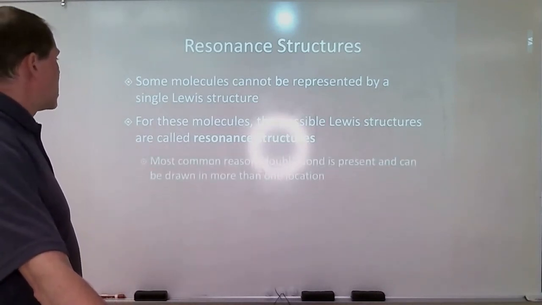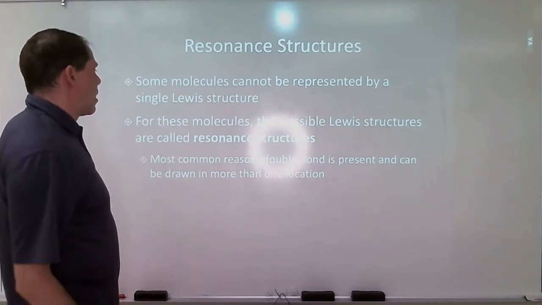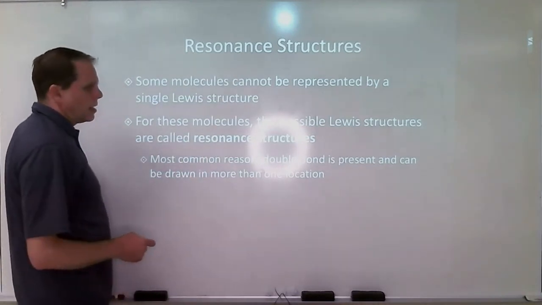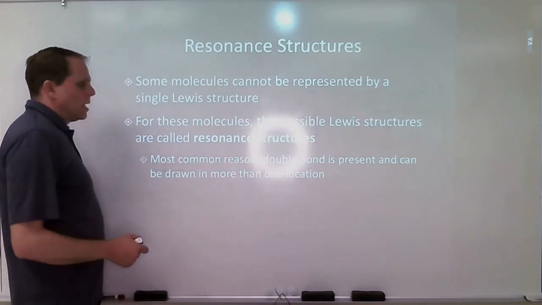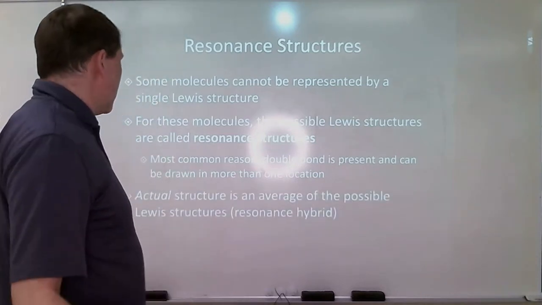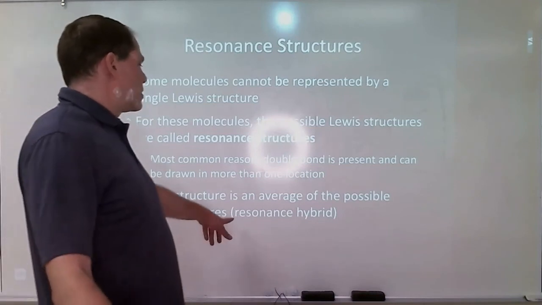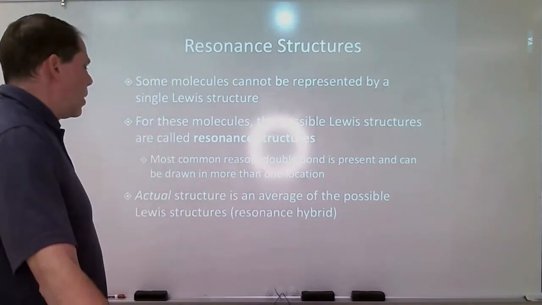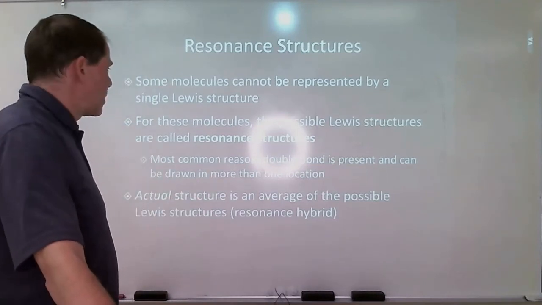All right, so possible Lewis structures that have multiple representation are called resonance structures. And again, why do we write them? Well, typically because we have a double bond present and it can be drawn in more than one location, sometimes maybe a triple bond. The actual structure is an average or a hybrid, okay, a resonance hybrid of what those three structures in this case were, okay?